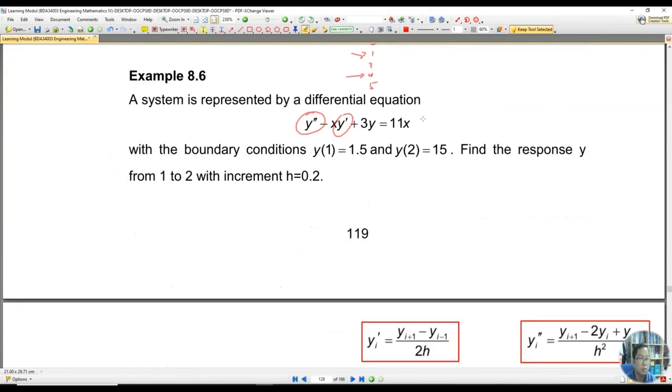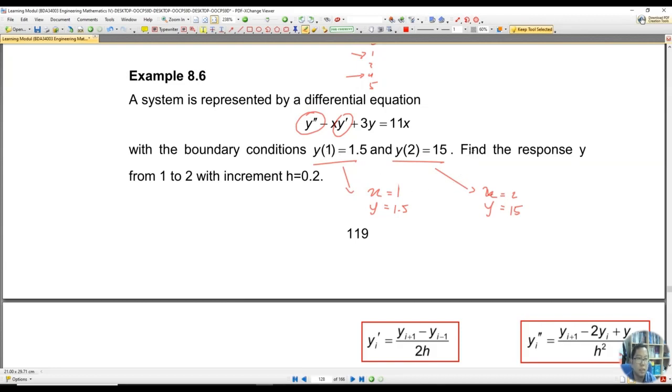With the boundary conditions: when x equal to 1, y equal to 1.5, while when x equal to 2, y equal to 15. So this is the information behind this statement.